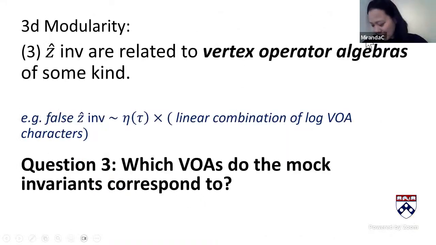So what am I? Oh, I have like one minute, two minutes left, right? So that's fine. Let's get to the very last question. The last question is, how do we associate mock invariants? Since we make some conjectures for the z-hat invariants for these infinite families of three-manifolds, what about the other part of the 3D modularity, namely the vertex algebra part?